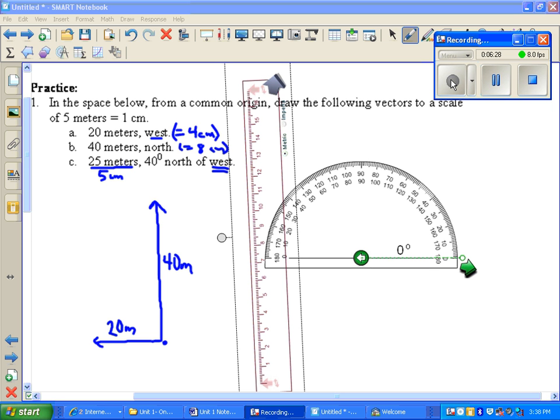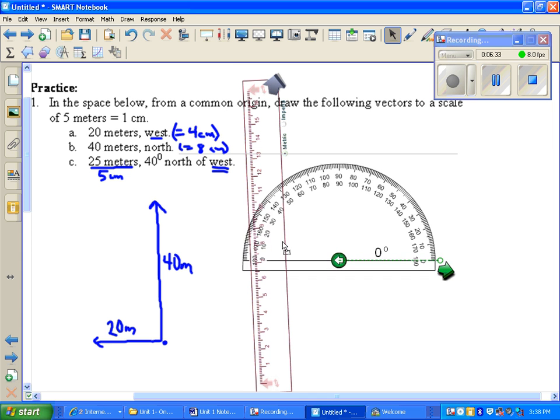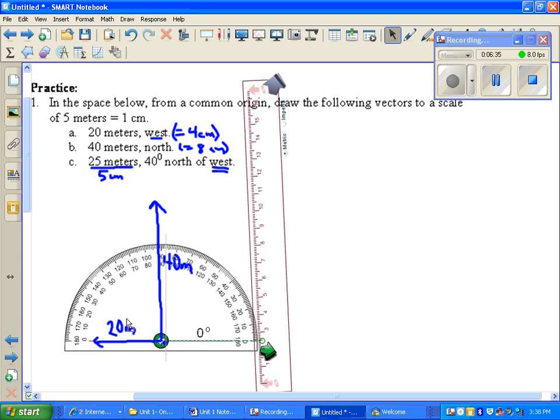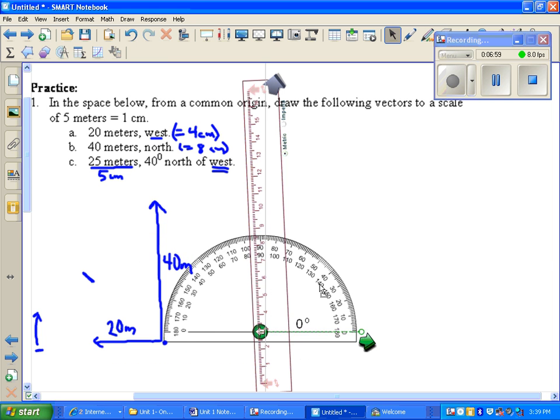So I'm going to take my protractor and drag it over to my origin. I'm going to set it so the origin of the protractor is on the origin of my drawing. My reference line is west, and I want to swing 40 degrees north of that. So here's 0, and I move up. There is my 40. So that is 40 degrees north of west.